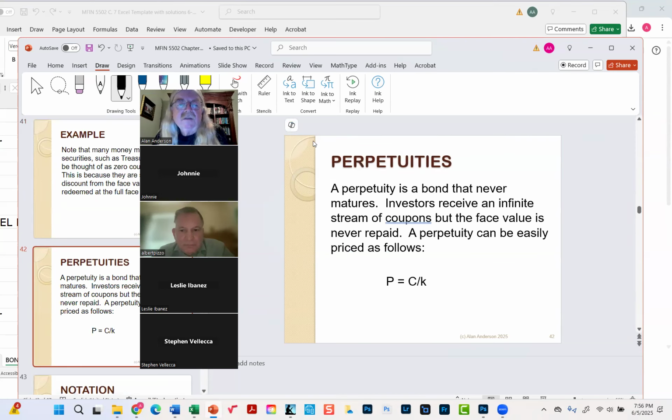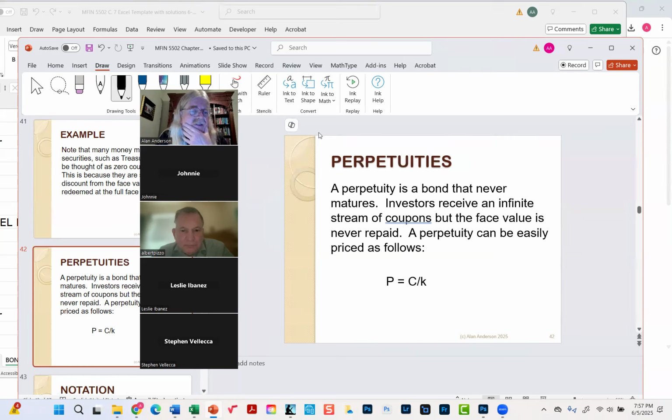Now, here's an oddball situation, a perpetuity. These have occasionally been issued throughout history. A perpetuity is a bond where instead of getting a fixed stream of coupon payments and then repayment of principal, they're saying, well, listen, we're going to give you coupon payments forever, but you'll never get your face value back. Huh, interesting.